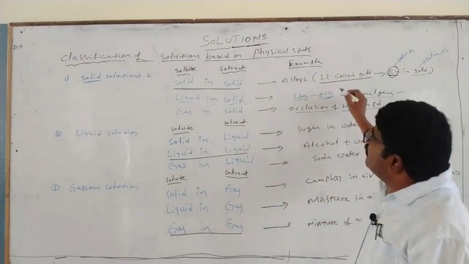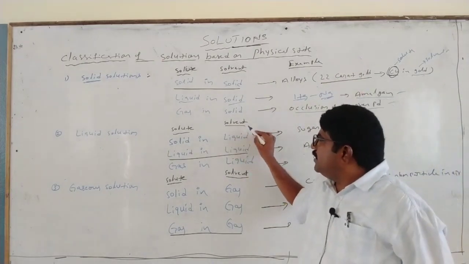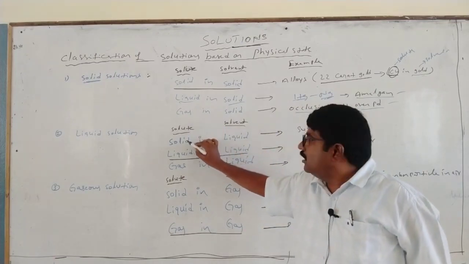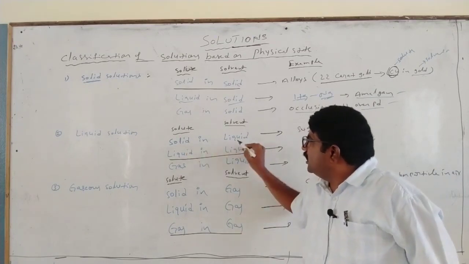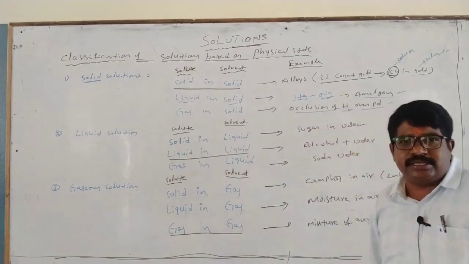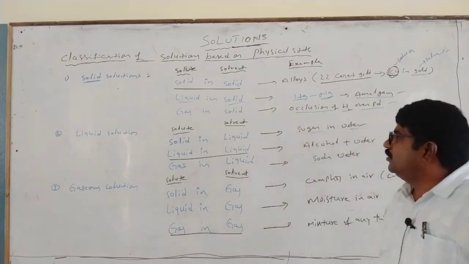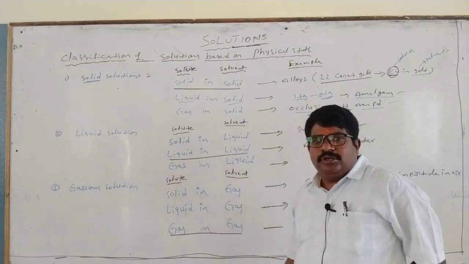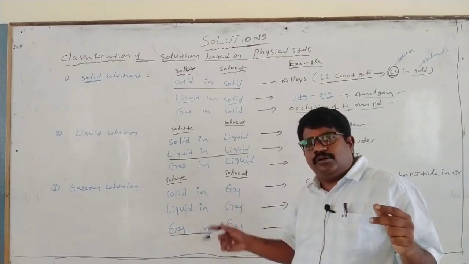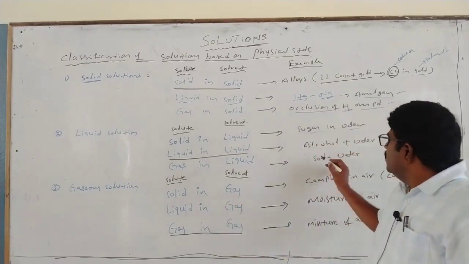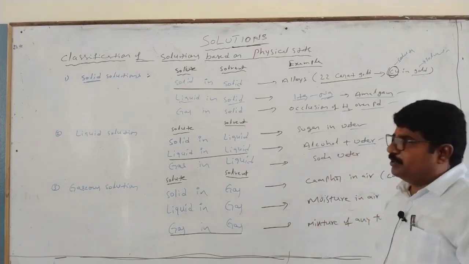Next one, these are the examples for what? Solid solutions. In liquid solutions, solvent is liquid, and the remaining are what? Solid in liquid. Solid is less proportion, liquid is large proportion. Can you say an example? Sugar in water or salt in water. Liquid in liquid: one liquid is less, another liquid is more. Alcohol plus water. Alcohol is less in proportion, whereas water is large in proportion.